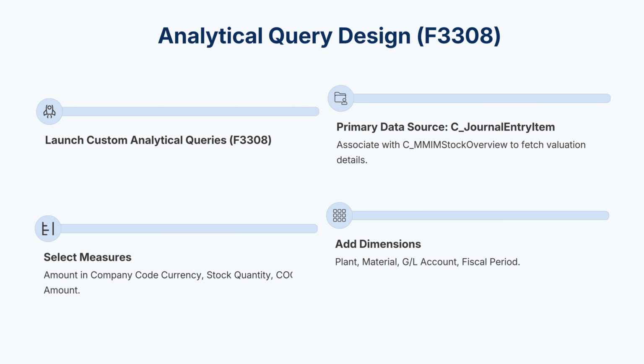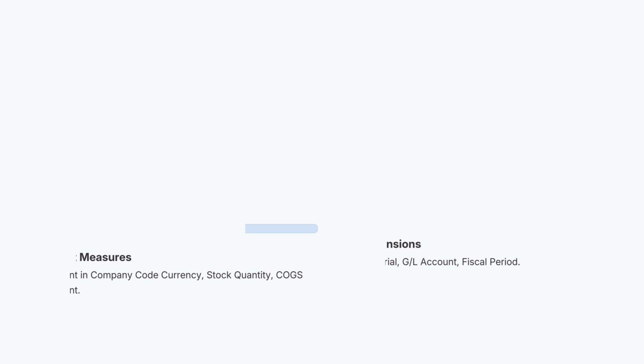Analytical query design, F3308. To begin, launch Custom Analytical Queries F3308 and select C_JournalEntryItem as your base data source. Associate C_MMIM stock overview to add valuation and stock quantities. Select measures for stock value, COGS and amount in company code currency, along with dimensions for plant, material, and fiscal period. This creates the backbone of your CFO report.